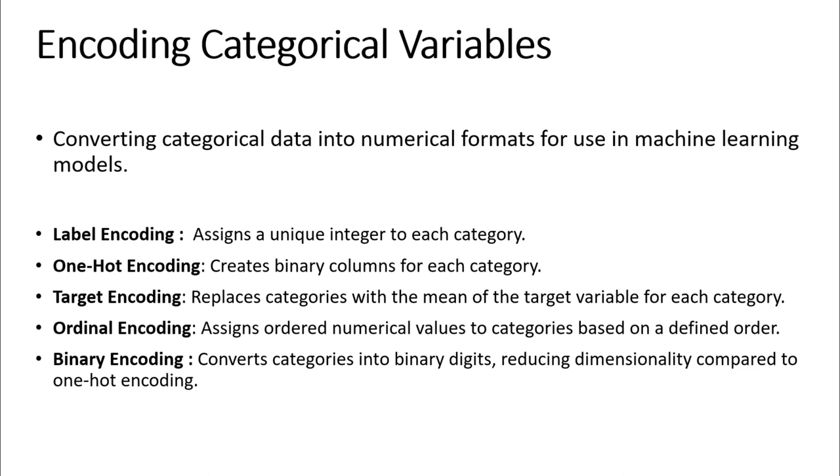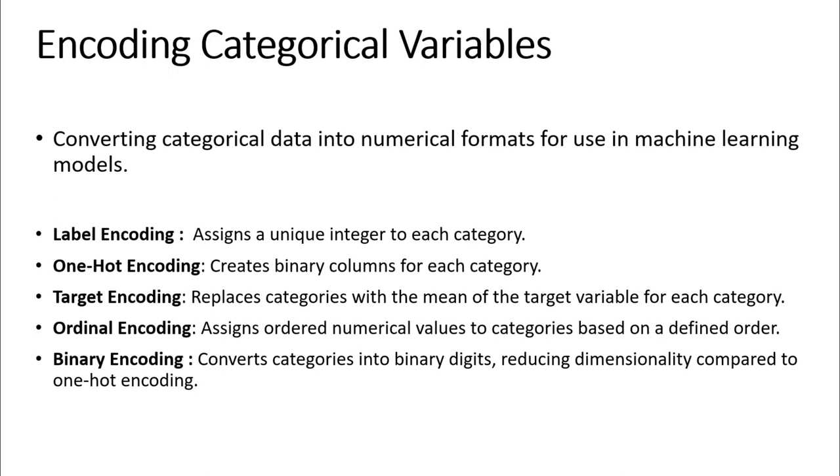In target encoding, we replace the categories with the mean of the target variable for each category. In ordinal encoding, we basically assign ordered numerical values to categories based on a defined order. And in binary encoding, we convert categories into binary digits, reducing the dimensionality compared to one-hot encoding. We will see later what the difference is between one-hot encoding and binary encoding.